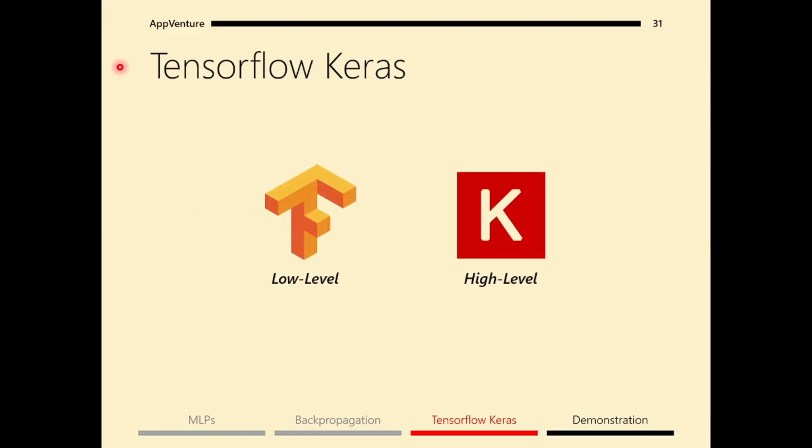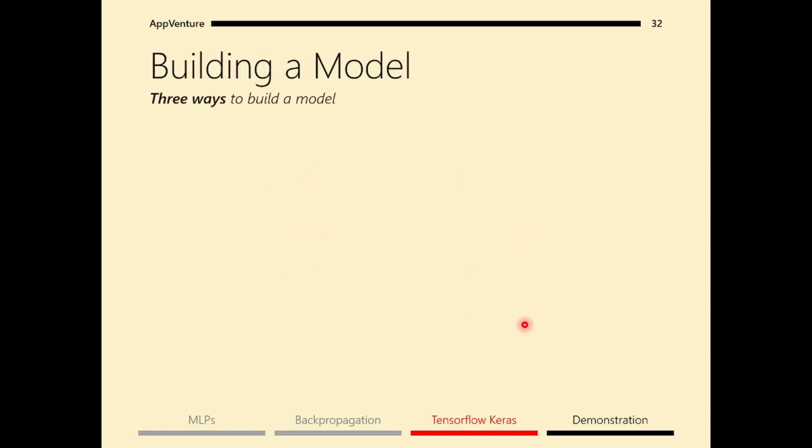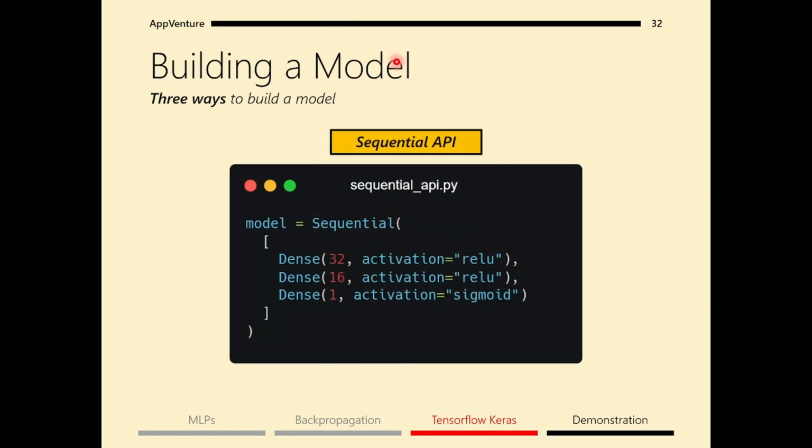So now let's talk about TensorFlow and Keras. TensorFlow is a low-level library developed by Google, and Keras is a high-level library that can interface with TensorFlow quite well. When you want to build a deep learning model in Keras, there are three different ways to do it.